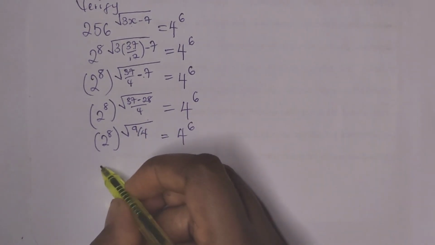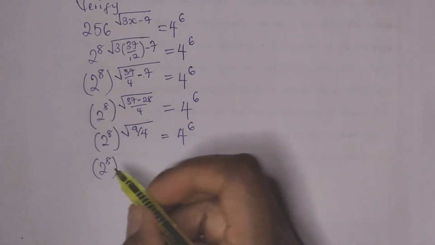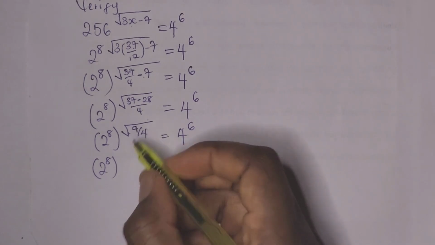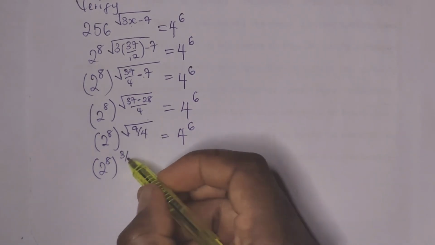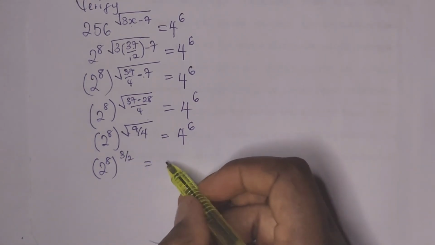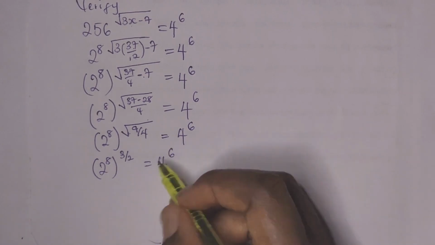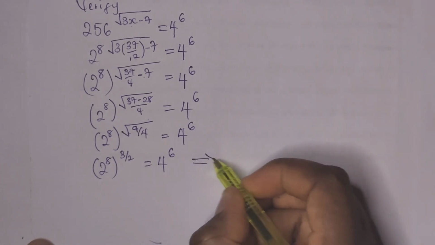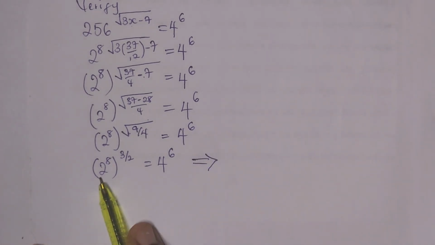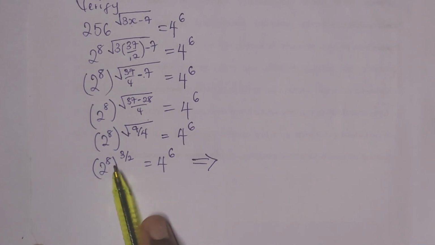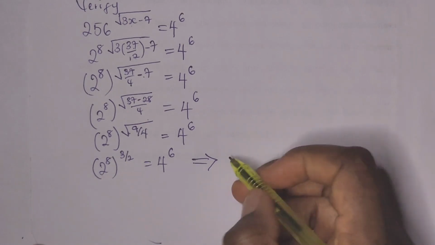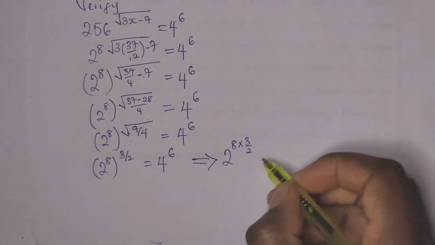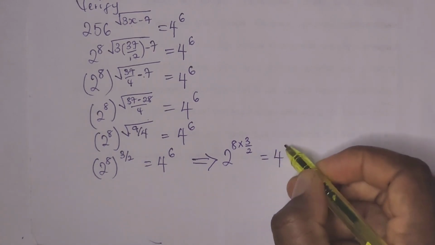So this is 2 to the power of 8. The square root of 9 over 4 is, square root of 9 is 3 and square root of 4 is 2. All equal to 4 to the power of 6. So this implies that 2 to the power of 8. So let's multiply the powers. We have 2 to the power of 8 times 3 over 2 equal to 4 to the power of 6.